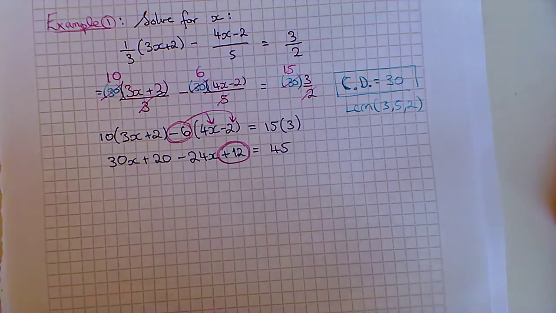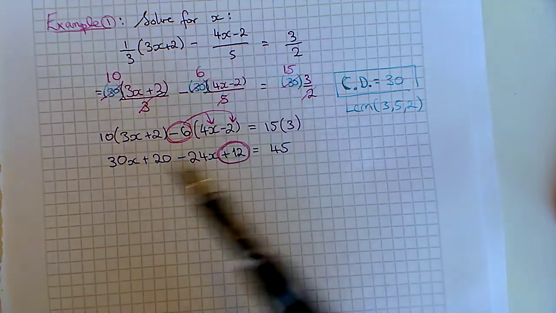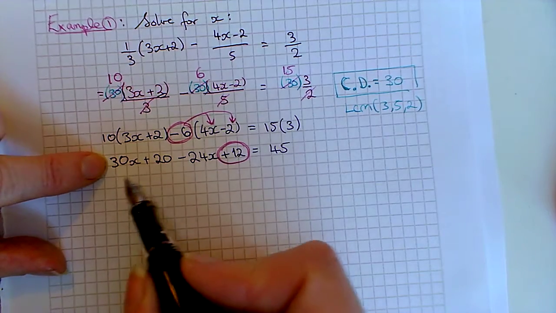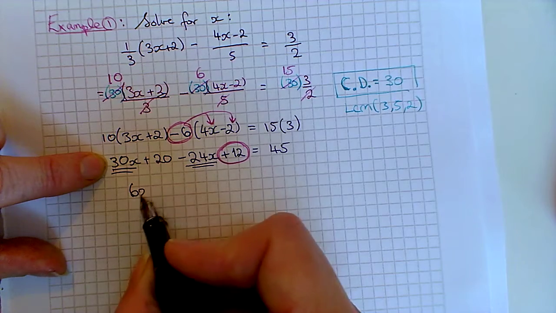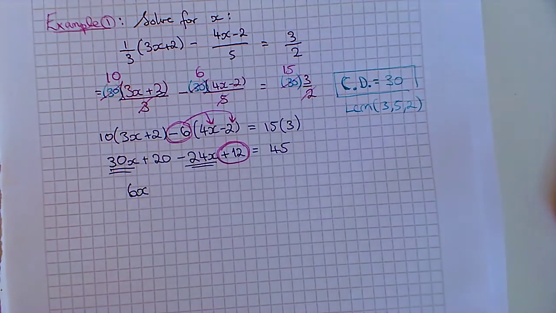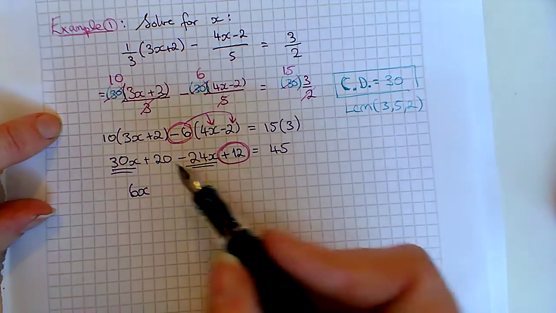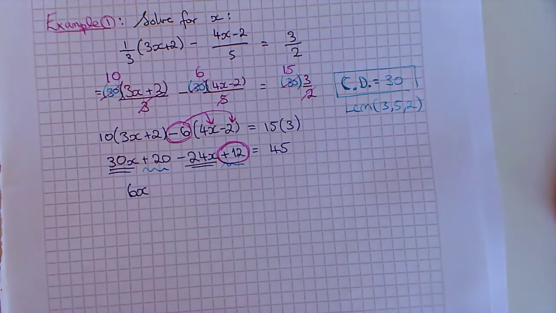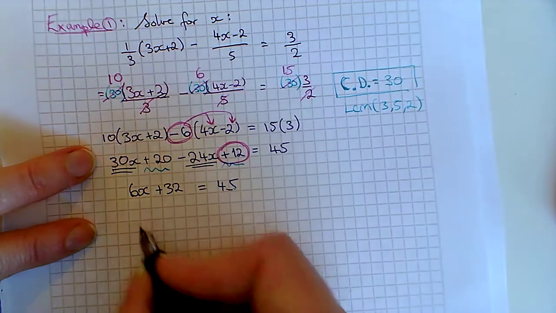Now, a question came up during the week about whether I need to simplify first, add like terms first, and then move, or move and then simplify. It doesn't matter. I just thought maybe it's easier for you to see it if we simplify first. So I have 30x minus 24x, which gives me 6x. I'm going to keep doing it the same way, but you can actually move the plus 20 and the plus 12 over to the other side first if you want to. And plus 20 plus 12 is plus 32, equal to 45.